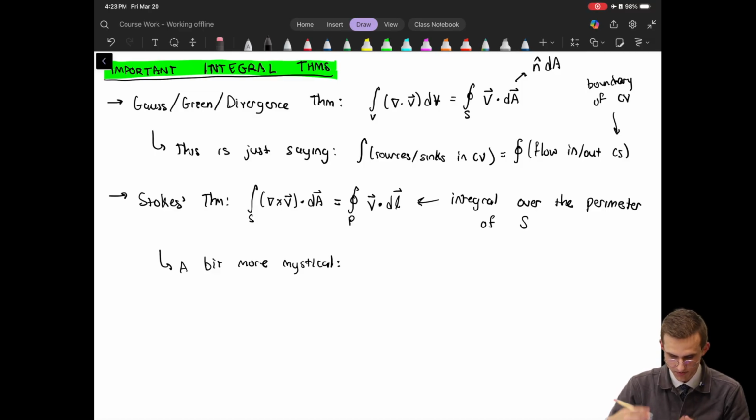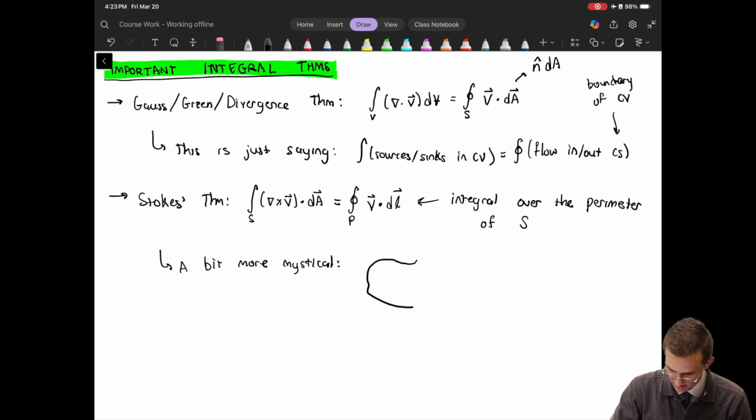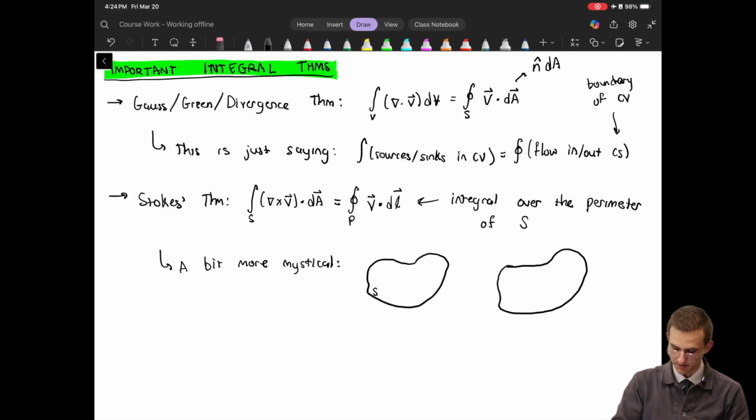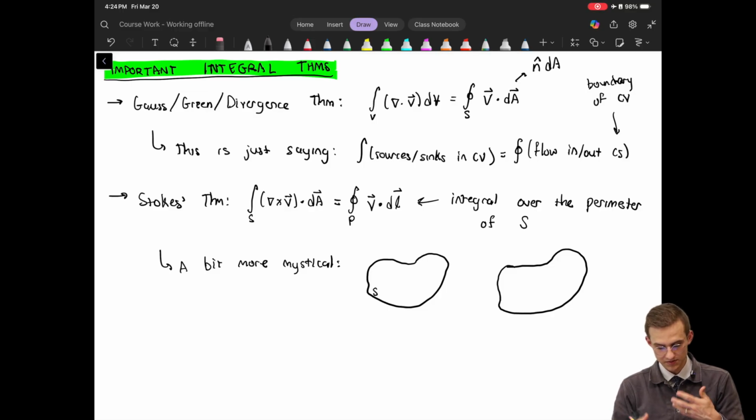So the very common figure that you're going to see, that I think does a decent job of explaining it. So let's say that this is our surface S. Okay, and then I'll try to draw something like a recreation of it right here. Okay, so what are you doing with the left integral?